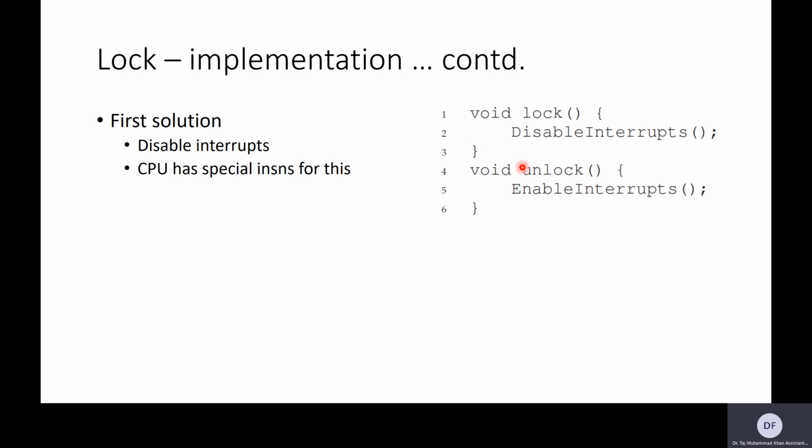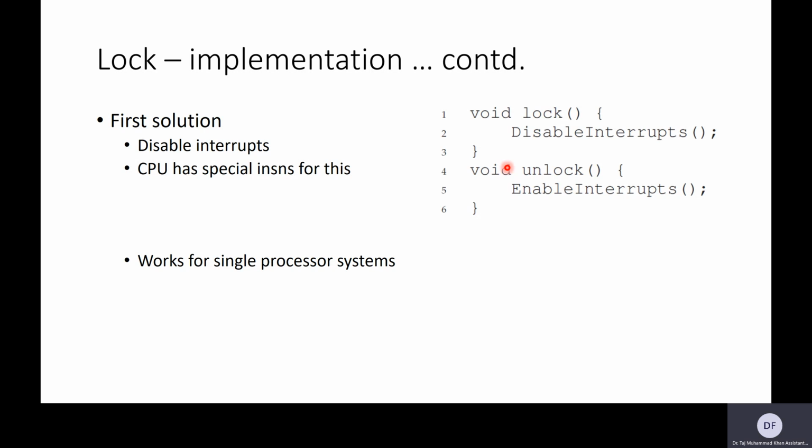Okay, so every CPU has special instructions for disabling and enabling interrupts. So if we implement our lock and unlock functions with these special instructions, disable and enable interrupts, then we can achieve a critical section, but only on single processor systems. Okay? On a single processor system, since only one thread is running at any given moment, so let's say it is our thread which is entering the critical section, it will disable the interrupts and it will enter the critical section.